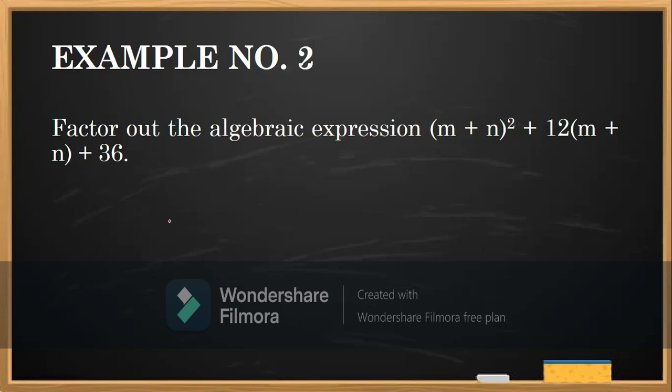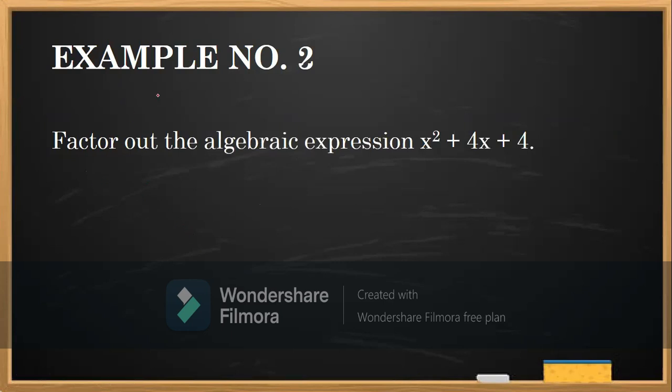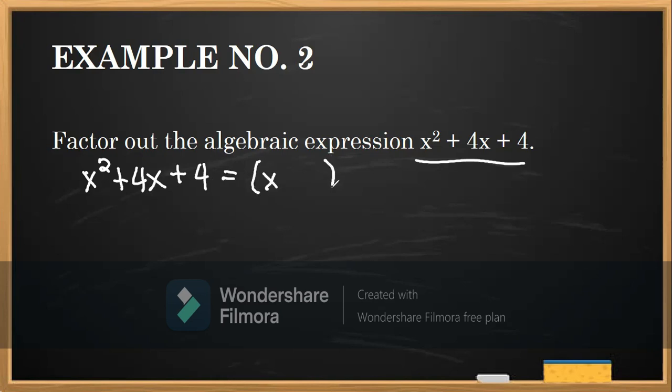Okay, let's proceed. So I think this is the most common problem for perfect square trinomial. We're asked to factor out the algebraic expression x squared plus 4x plus 4. Rewrite the given x squared plus 4x plus 4. Okay, so this is quite simple. The factors of x squared are x and x.